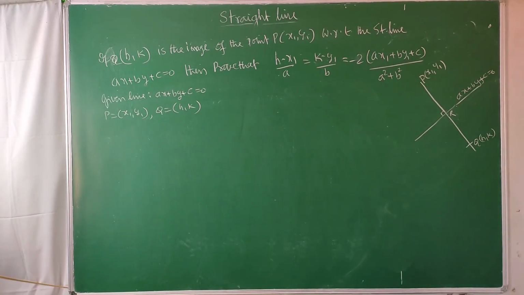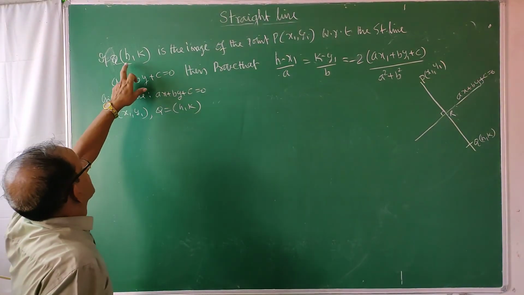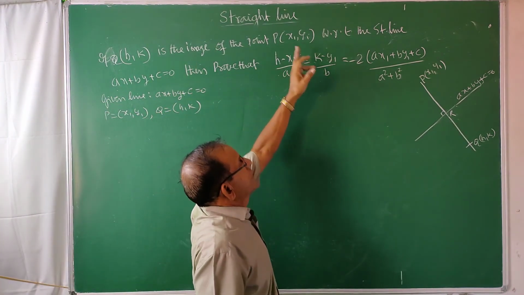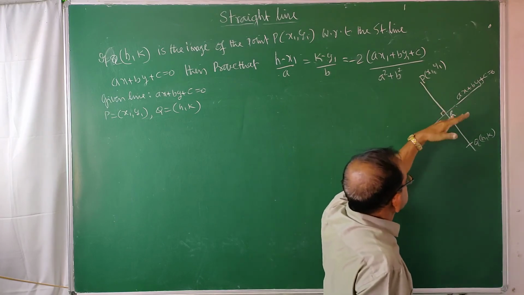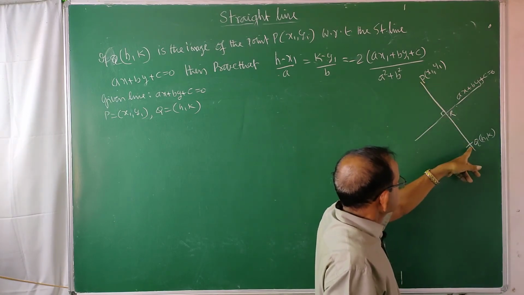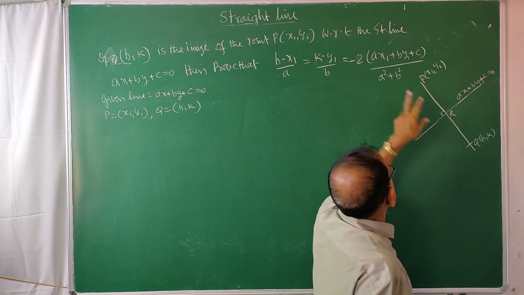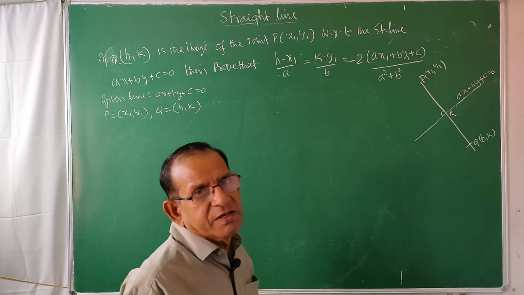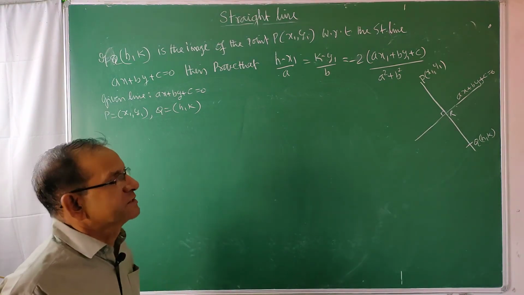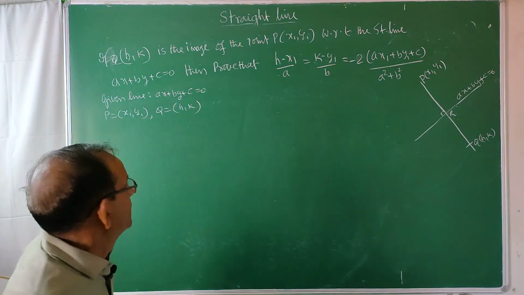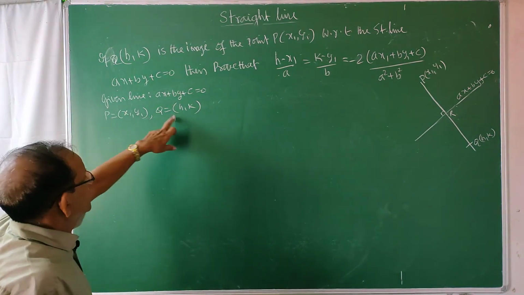Now here this Q(h, k) is the image of this point, mirror image of this point (x1, y1). Suppose if you consider AX plus BY plus C as mirror, the image of P is Q. Then we have to prove this result, h minus x1 by A is equal to k minus y1 by B is equal to minus 2 times AX1 plus BY1 plus C by A square plus B square. Now this is the given line and these are the given points.